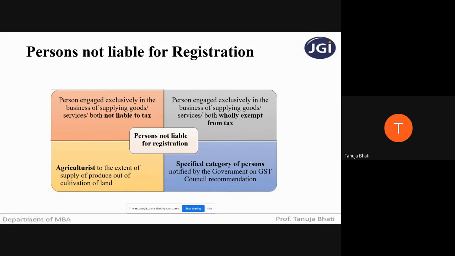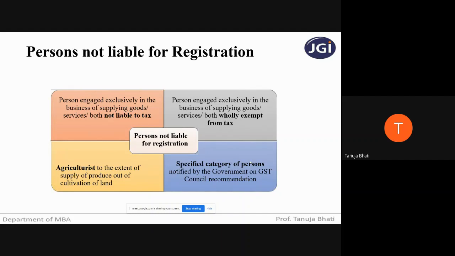First one is persons making only reverse charge supplies. So what does this mean? If the person is exclusively just making reverse charge supplies. Now what is reverse charge supply? Where the service recipient is liable to pay tax and not the service provider. For example, suppose advocate services are covered under reverse charge that we have already seen.